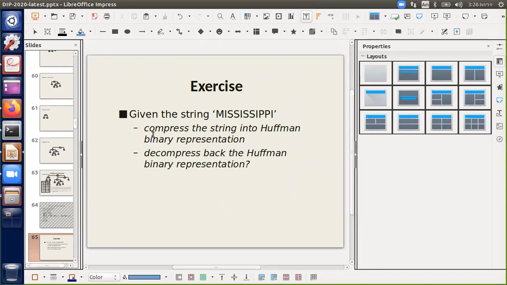You can exercise on the word Mississippi. Mississippi contains around 11 characters. But if you look at the distinct characters, there are only 4 distinct characters. M occurs 1 time, I occurs 4 times, S occurs 4 times, P occurs 2 times. Using the frequency of occurrence of every symbol, we can apply Huffman compression for compressing the data. The data is compressed to save memory space.